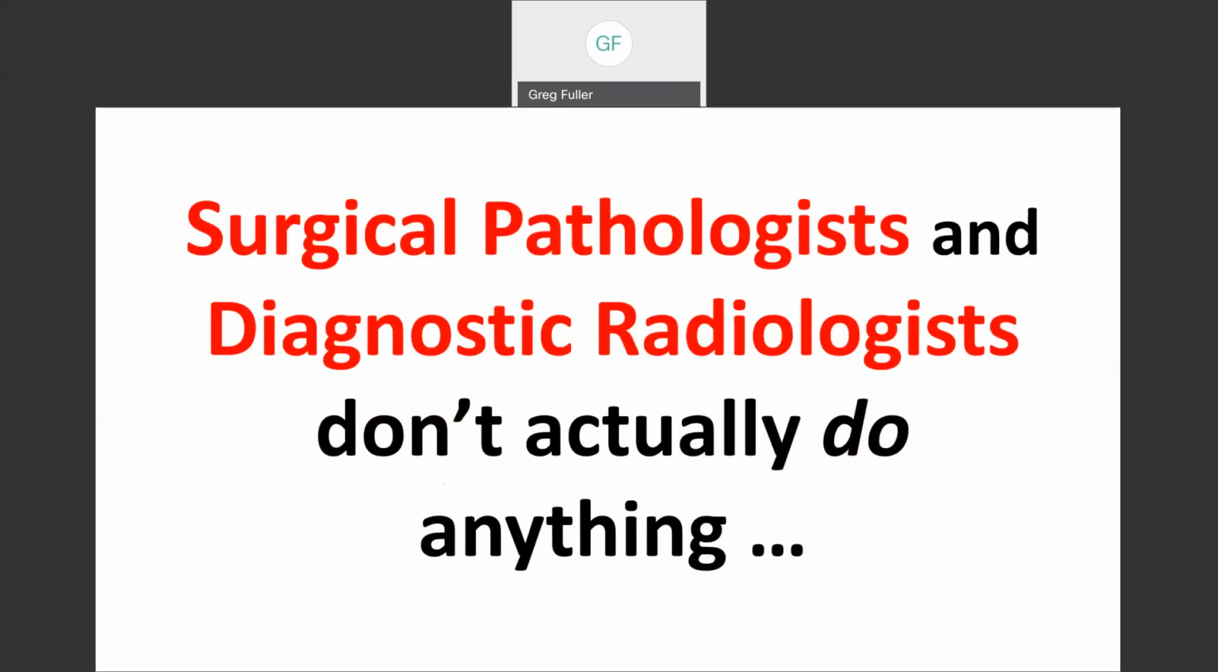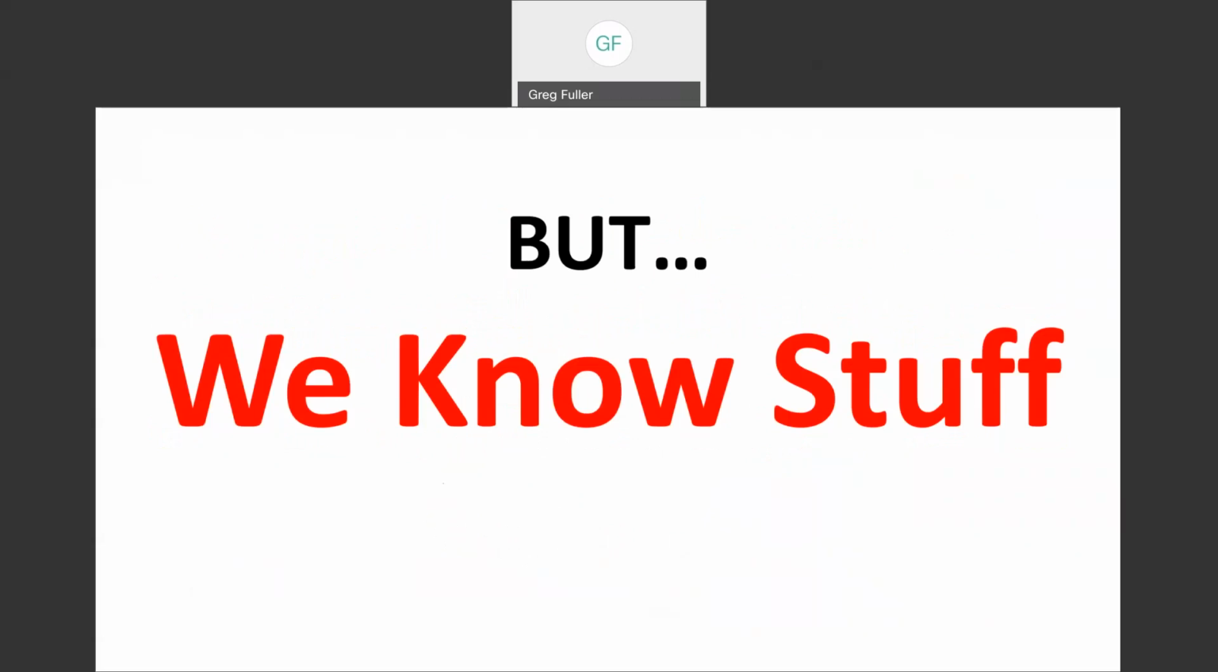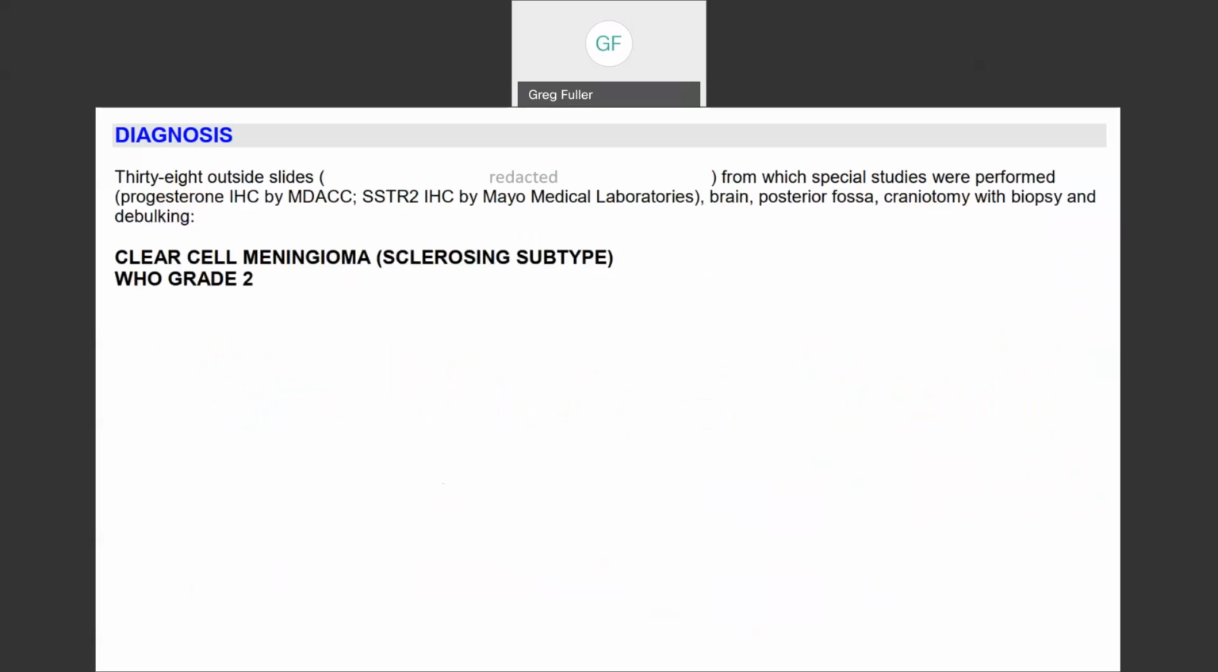Surgical pathologists do not do surgery. They don't give radiation therapy. They don't give chemotherapy. We don't do anything, but we know stuff that is critical to our patients. We know critical stuff. All right, let's look at the report.